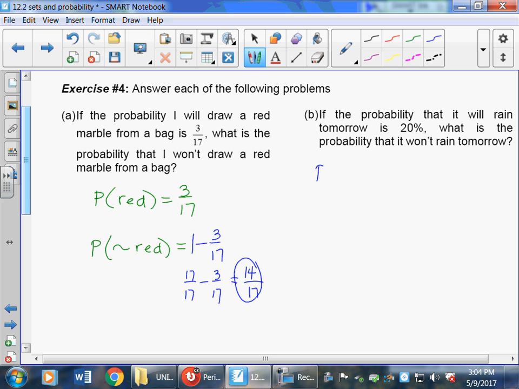If the probability that it's going to rain tomorrow is 20%, now again, I just change it directly to a decimal. What is the probability that it's not going to rain? That squiggle means kind of not. That's notation, but you could write the words out, not going to rain. So you know that's going to have to be 0.80.